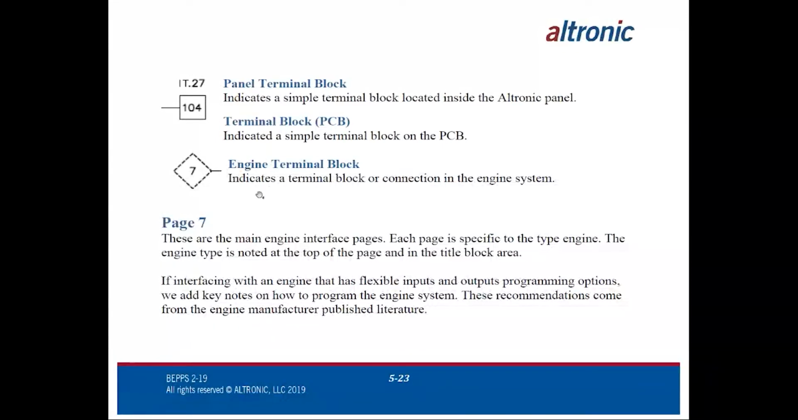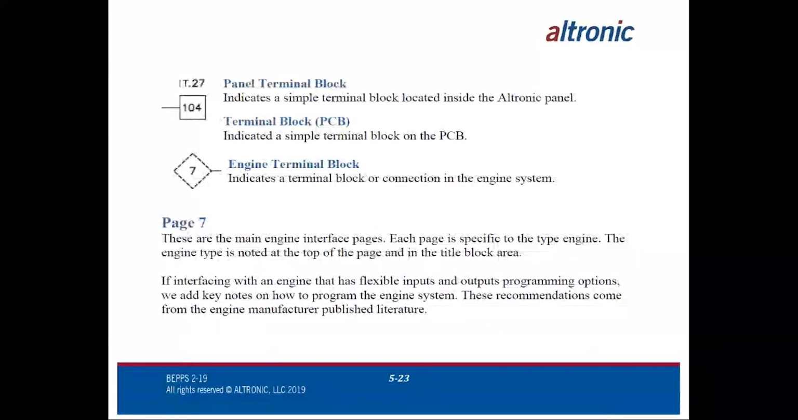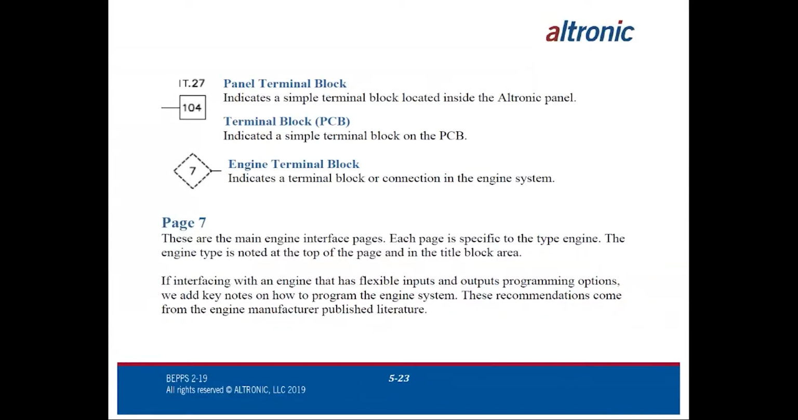Engine terminal block. So if we're interfacing with a Waukesha engine or a Caterpillar engine, a Cummins engine, and we're going into their engine control panel, we generally will rotate the square icon to make a diamond. It'll always be a dotted line indicating that it's not ours. Furthermore, if we have wires in one of our panels that indicate it's not a wire by Altronic, but it's a wire by the customer, those lines will always be indicated by a dotted line in place of a solid line for the wire.